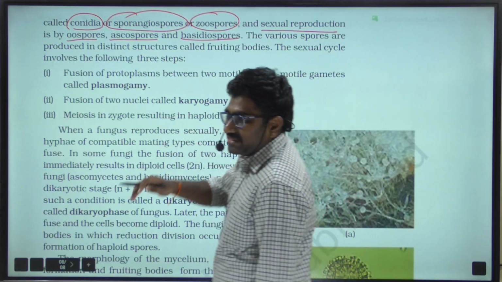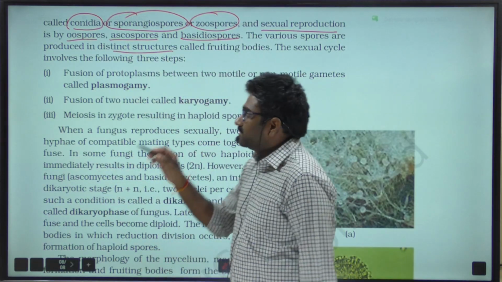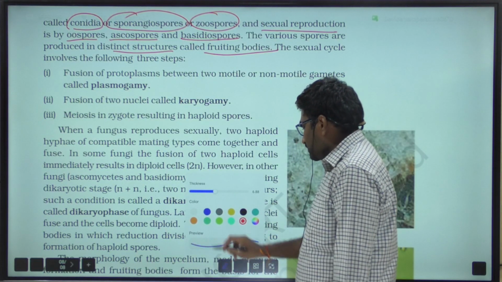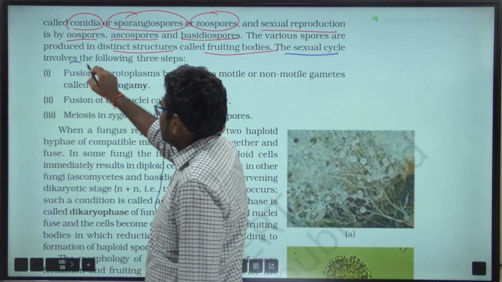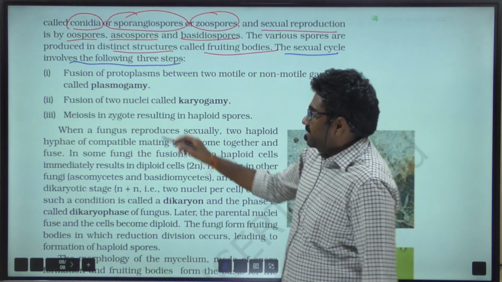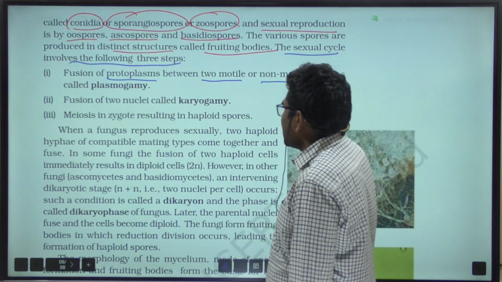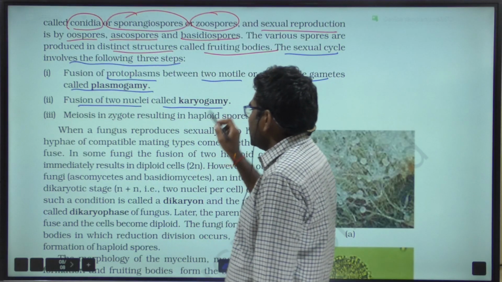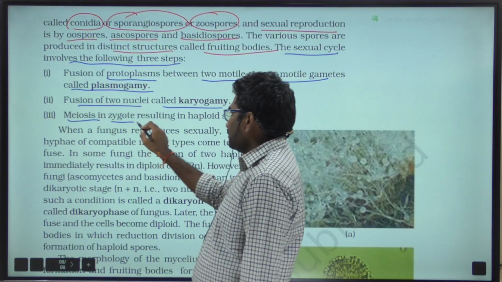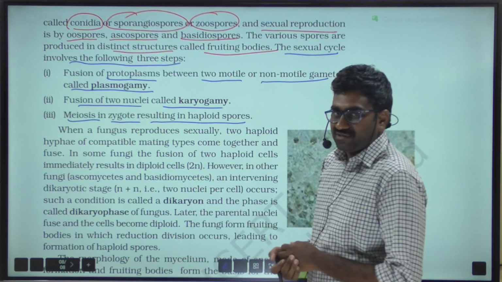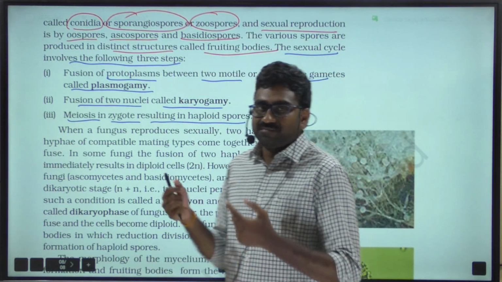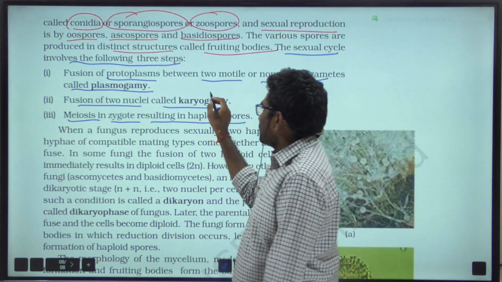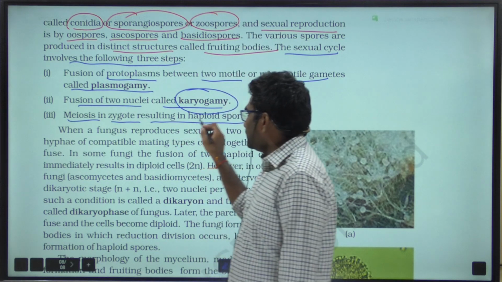The various spores are produced in distinct structures called fruiting bodies. The sexual cycle involves three steps, very important. The first is the fusion of protoplasm between two motile or non-motile gametes, called plasmogamy. The second is the fusion of two nuclei, called karyogamy. The third is meiosis in the zygote resulting in haploid spores. These three are very important from an objective point of view.